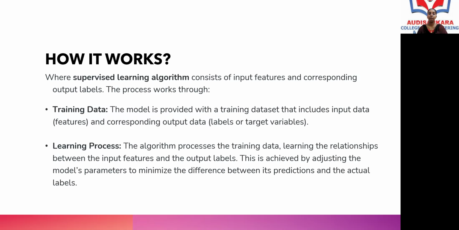How it works: a supervised learning algorithm consists of input features and corresponding output labels. The process works through training data and a learning process. Training data means the model is provided with a training dataset that includes input data like features and corresponding output data like labels or target variables. Learning process means the algorithm processes the training data, learning the relationship between the input features and the output labels. This is achieved by adjusting the model's parameters to minimize the difference between its predictions and actual labels.